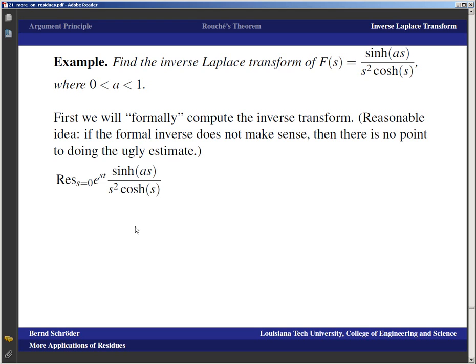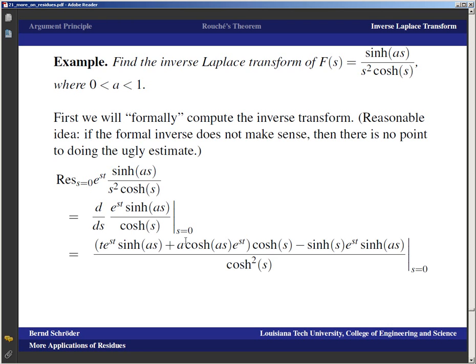Okay, so if we do that, we need to find the residue of e^{st} times our function at 0. And because that is a pole of order 2, we use the theorem that says you have to take the derivative of that function that you obtain after you erase the appropriate part of the denominator, and you take that derivative at 0. Okay, so this time around it's a quotient rule. It's a quotient rule with a product rule, so it gets rather ugly.